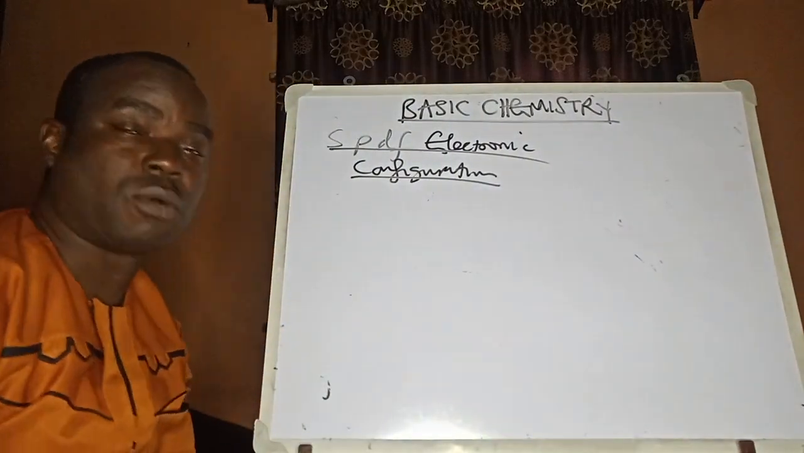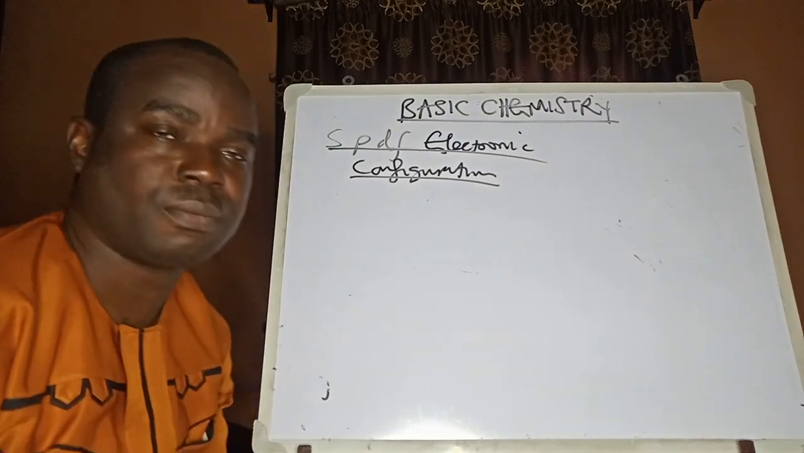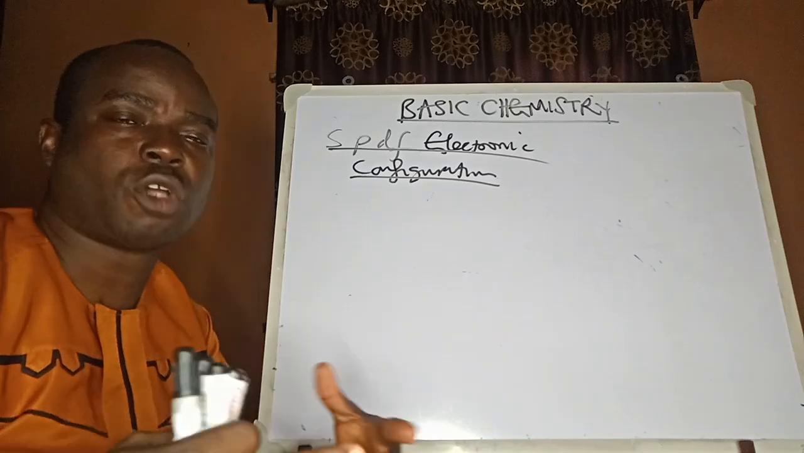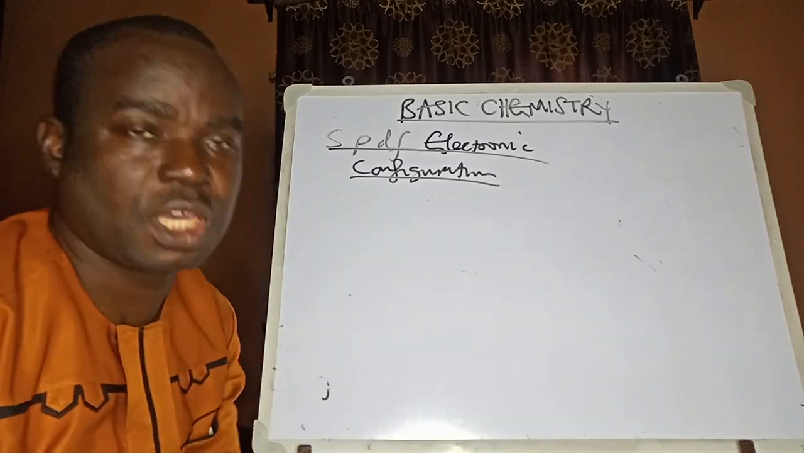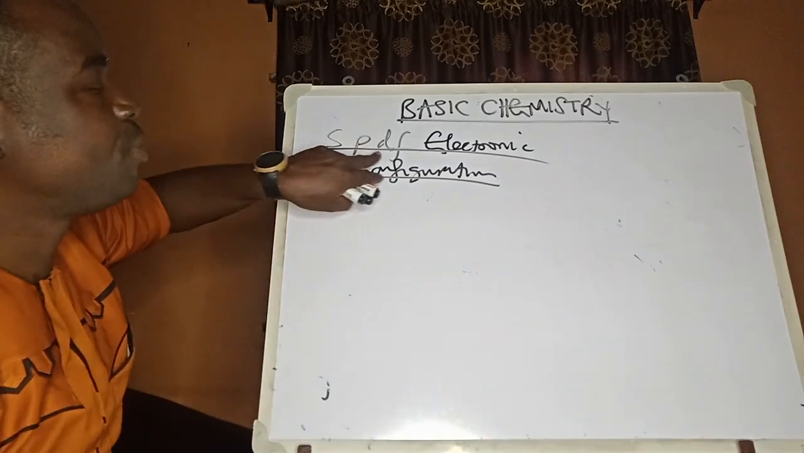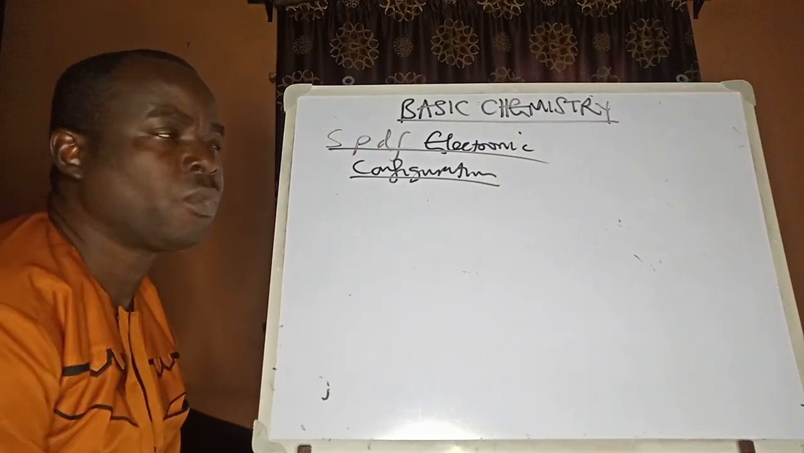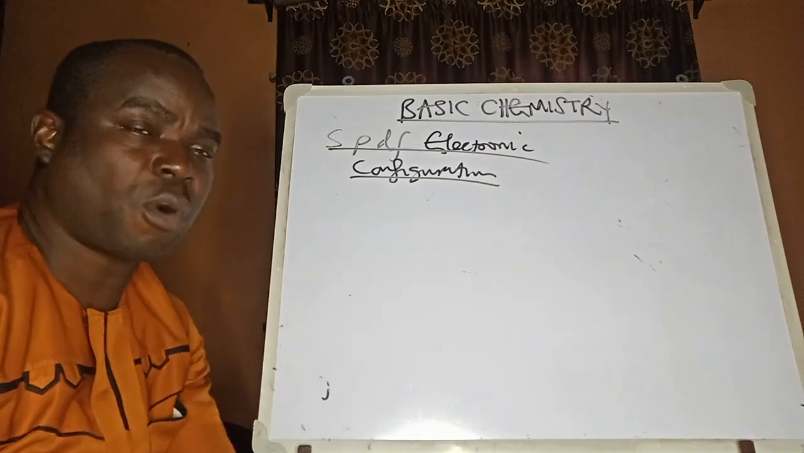So now when I talk about shells, you know what I mean. When I talk about subshells, you know what I mean. When I talk about orbitals, you know what I mean. Okay? Now let's look at this SPDF electronic configuration. Let us generate the formula for it.